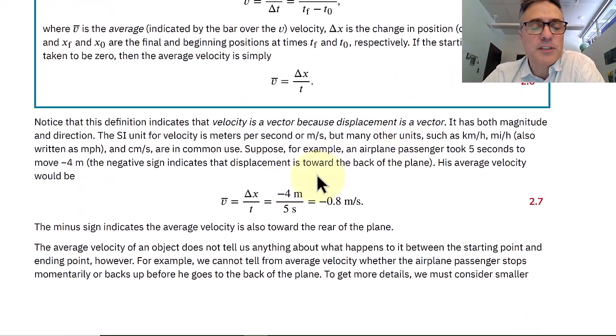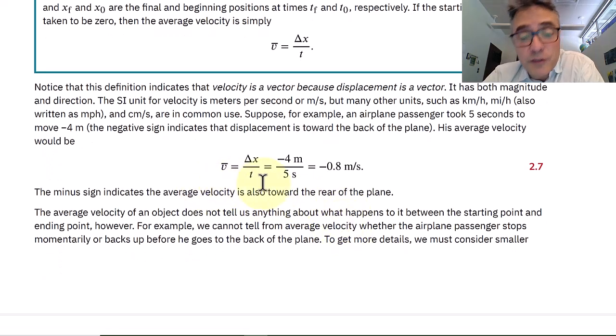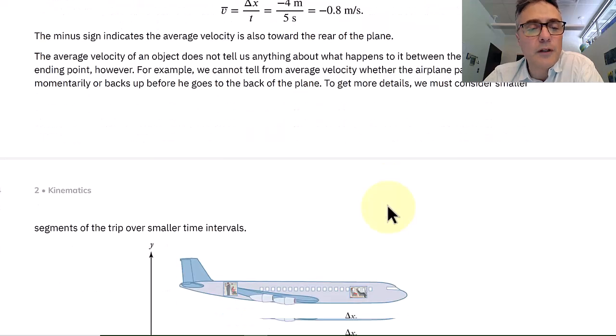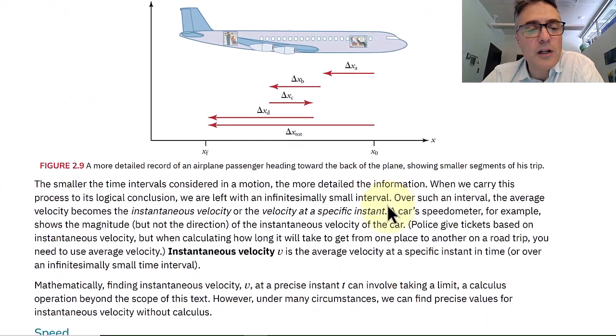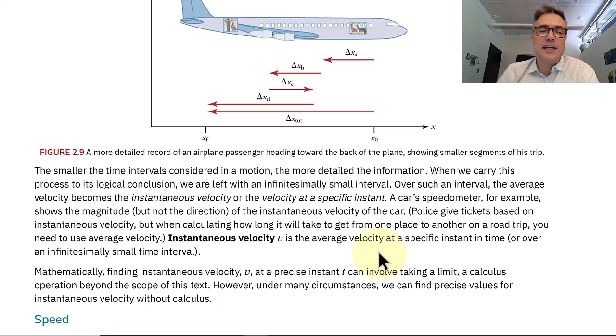And there's some examples of that. If you go backwards minus 4 meters in the negative x direction, and it takes you 5 seconds, then your average velocity is negative 0.8 meters per second. So the units here come from the units of the displacement divided by the units of time. If you measure displacement in meters and time in seconds, then your average velocity is in meters per second.